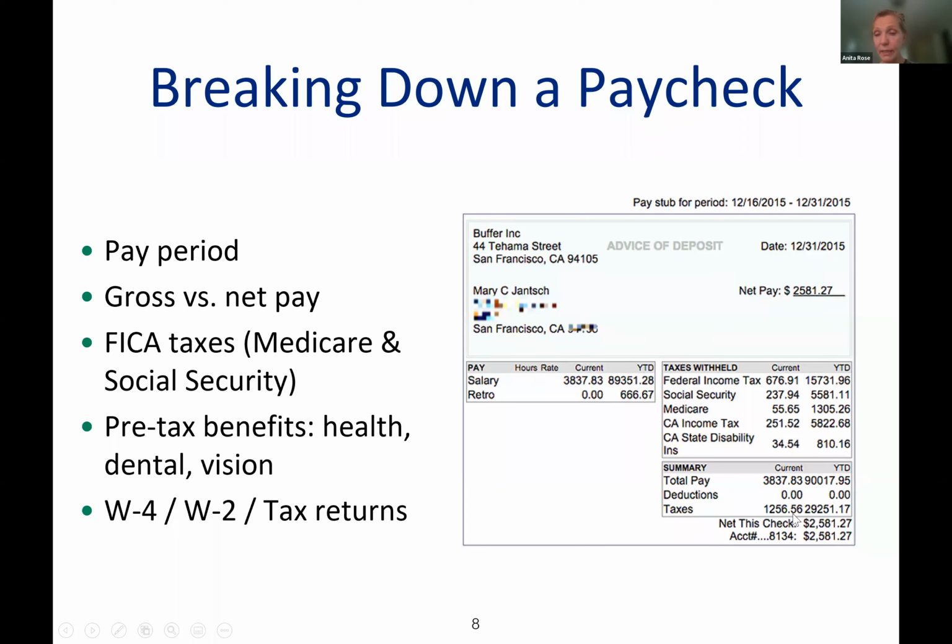So what happened with the rest of that money? Well, it went into taxes, and perhaps, if you have some type of savings account, like a 401k that you contribute to, that would also be included here, and there would be more money taken out. But that is the difference. Your net pay is 2,581 as opposed to the gross being 3,837.